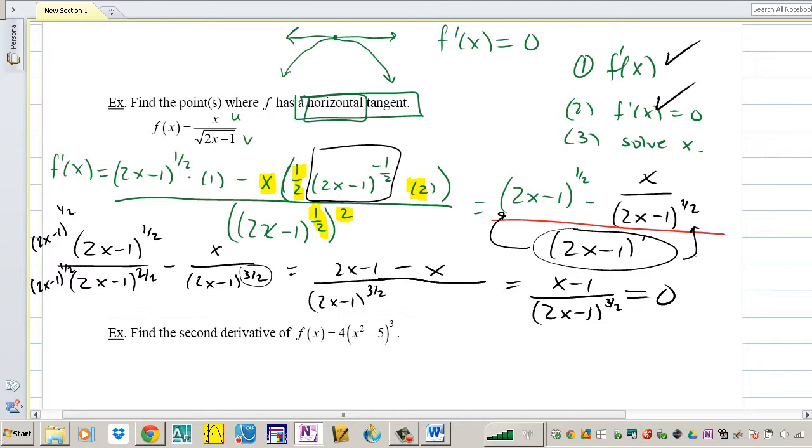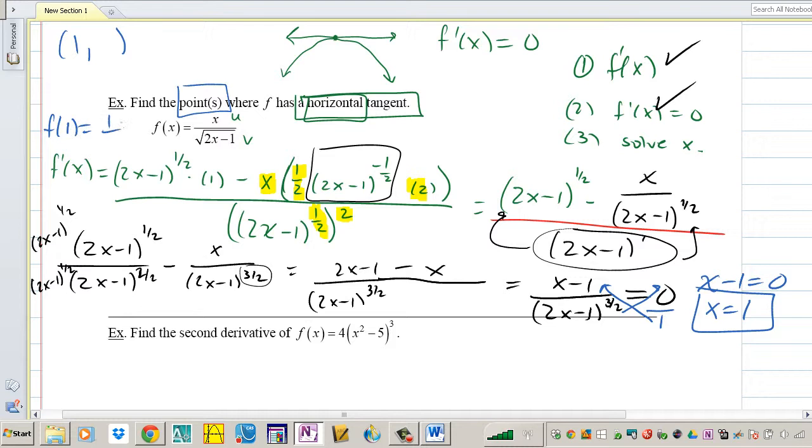Now I set it equal to 0. Okay, cross multiply, and we have x minus 1 is equal to 0, which is just x is equal to 1. And that is the x value that gives me a horizontal tangent. But it says here I want the points. So it's going to be 1 comma, I don't know. Well, how do we find the I don't know? Plug in 1 into the function and we get 1 over 1, which is 1. So 1, 1 is the point where this function has a horizontal tangent.